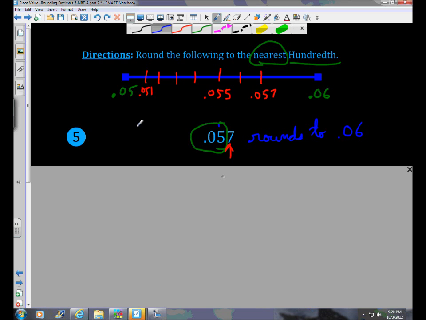6 hundredths, because we're rounding to the nearest hundredth. It is much closer. It is much closer to this. Okay, it's nearest to that hundredth. Okay, let's move on.